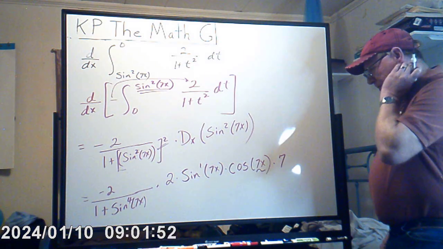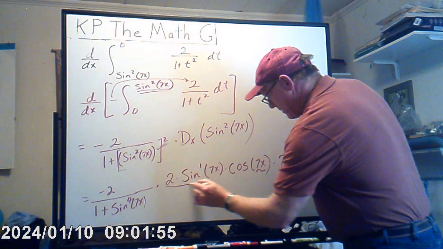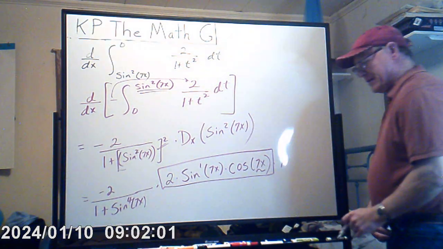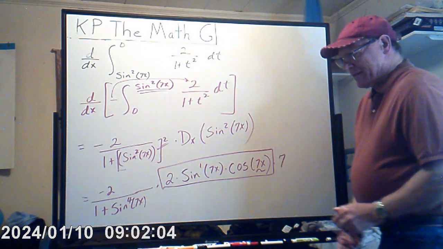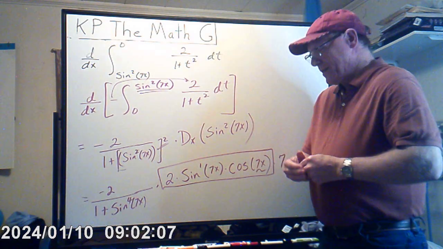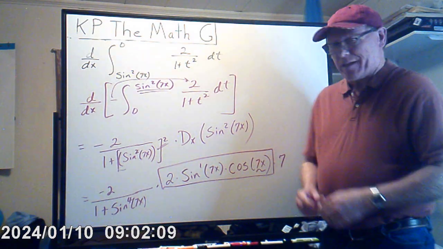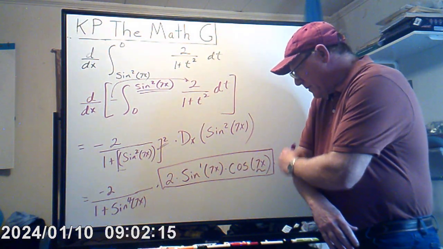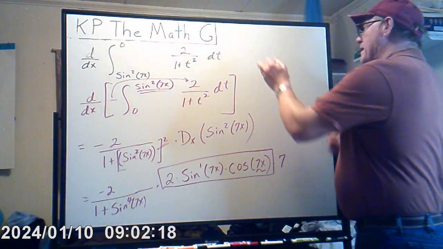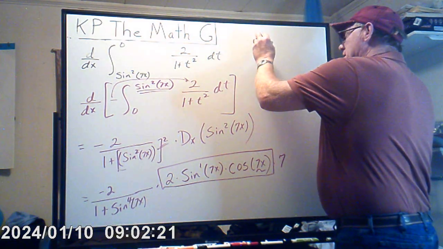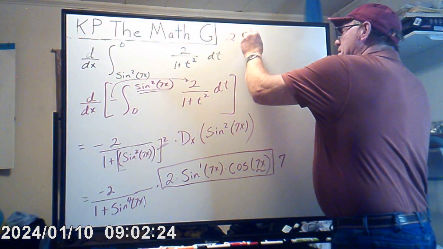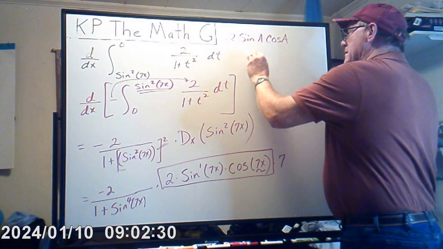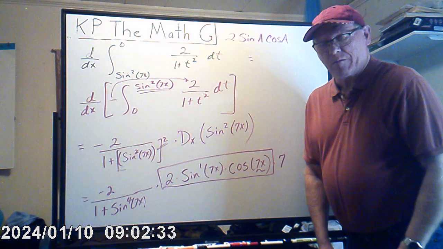Now this, except for the 7 on the end, is an identity. Sometimes when I was doing this, I would not recognize the identity. But now as you move along, this is an identity. Remember this identity here, what this is? 2 sine A cosine A. Remember what that identity is?